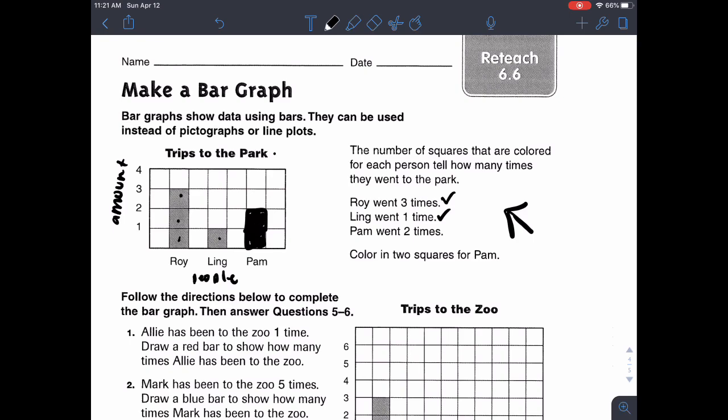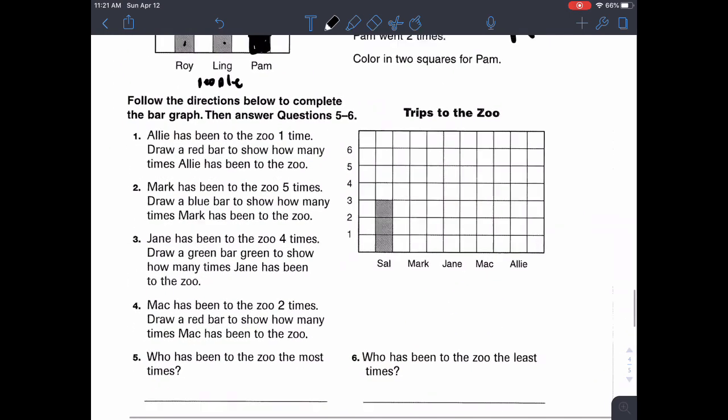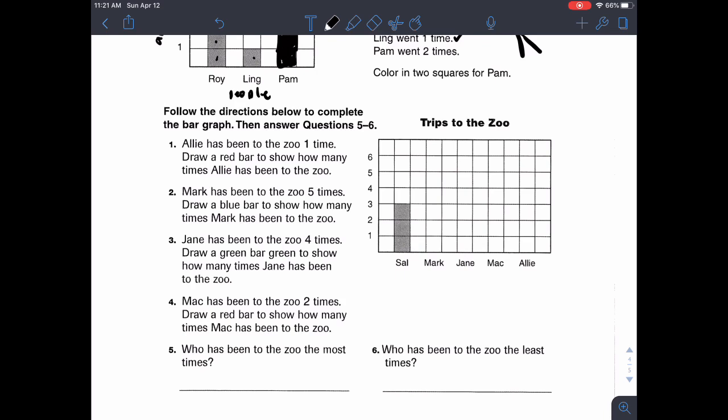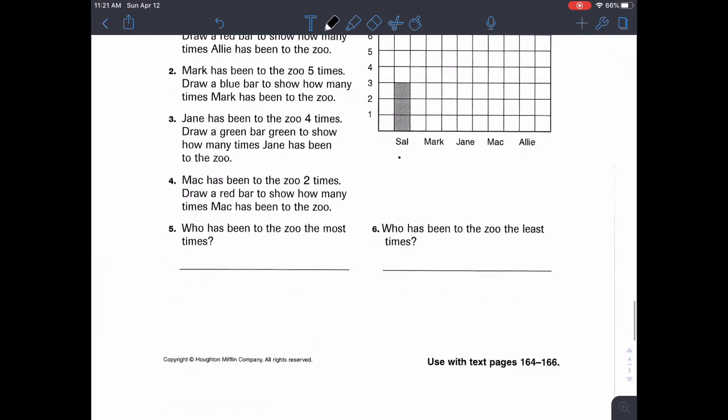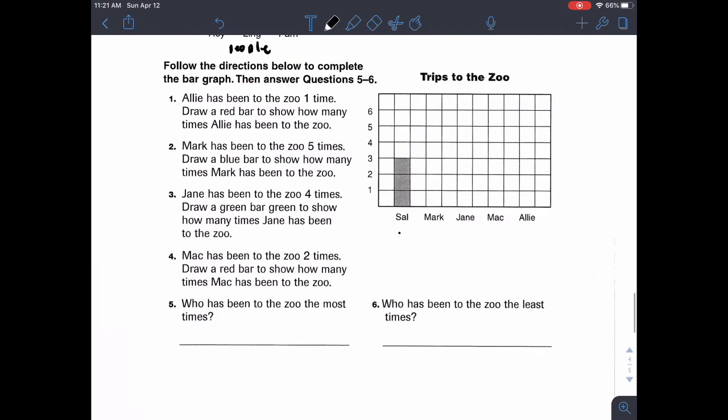2. You're going to complete these questions, and you're going to shade in trips to the zoo. So, Sal, Mark, Jane, Mac, and Allie each have their own amount over here. You're going to have to read through these questions and fill in the chart accordingly to complete the graph. And then you have 2 questions to answer after you have shaded in all the boxes you need to on this chart.